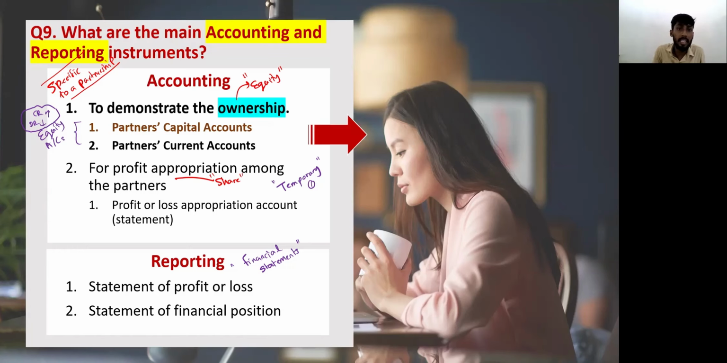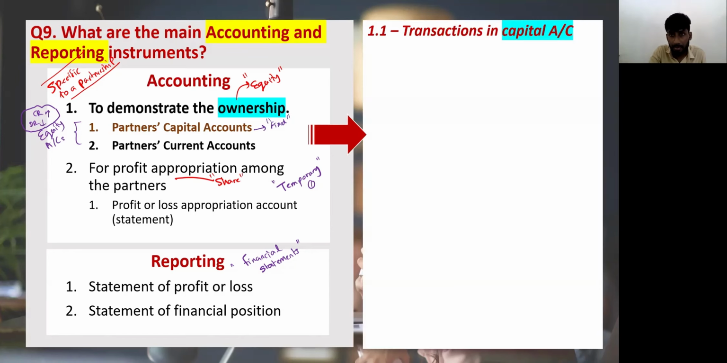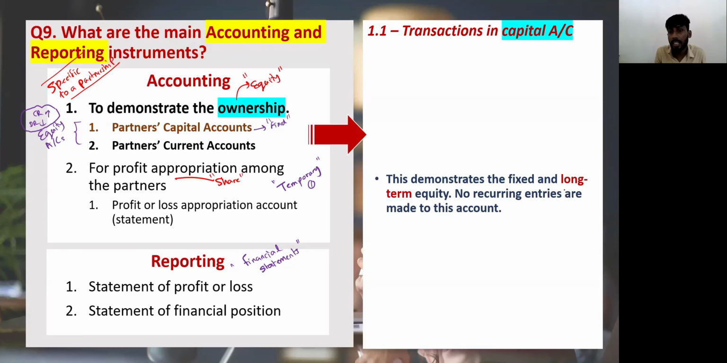Now let's first learn partners' capital accounts. These partners' capital accounts relate to the fixed equity or the long-term equity. Keep in your mind, equity can be long-term and short-term in a partnership. So here the capital account shows the long-term equity. Sometimes we say the fixed equity.